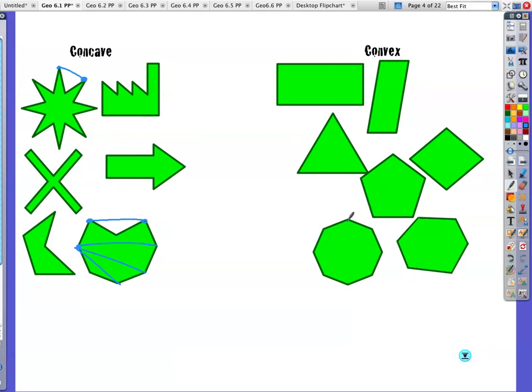Over here, if I pick any vertex to another vertex, all these diagonals, I can't make one that goes outside the polygon, so that makes it convex. Did I say the wrong word earlier? I meant concave when I was talking about this side, and I mean convex when I'm talking about that side. All right.